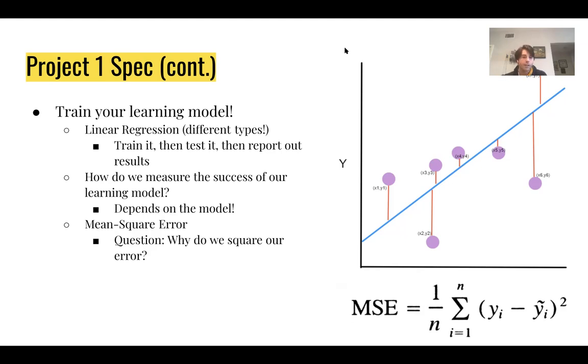You're going to train it, you're going to test it, and then you want to report out the results. And then we talked about that in lecture, like how do you measure success? And that's really, really important. Do you guys remember? So the professor had asked this: what is the advantage of doing the mean square?